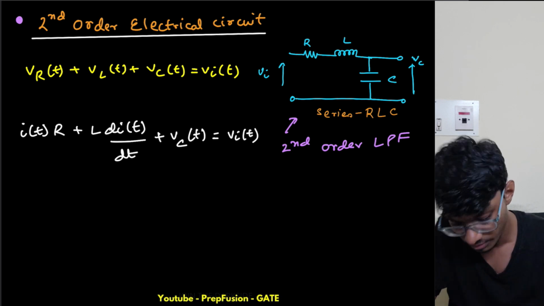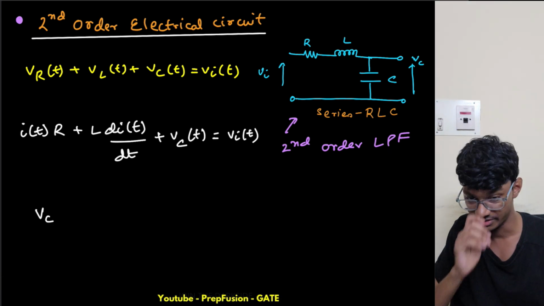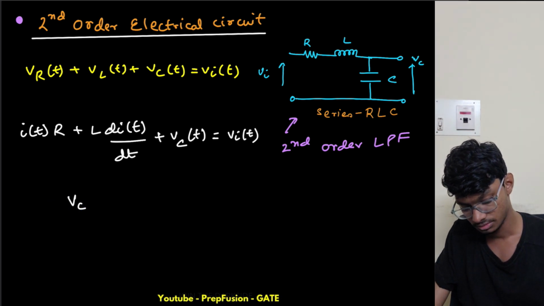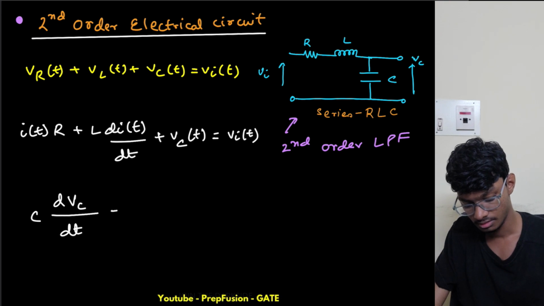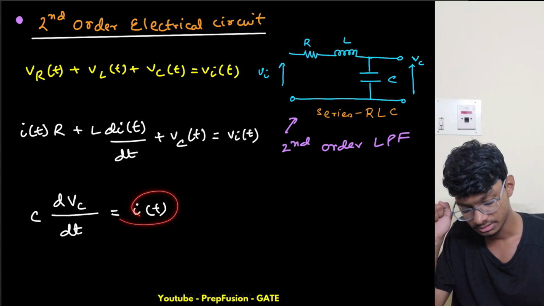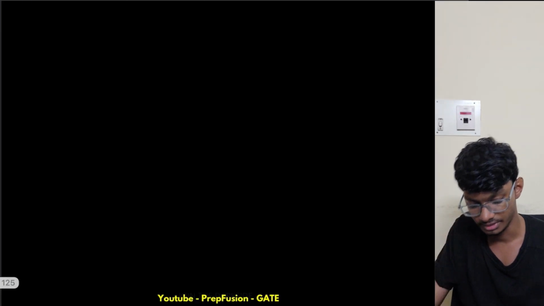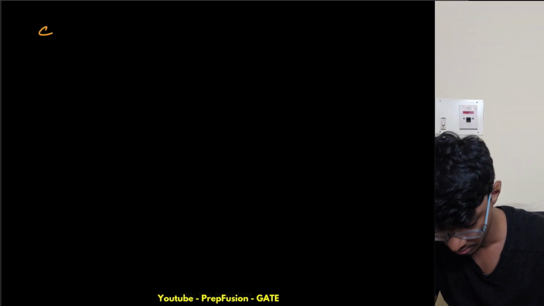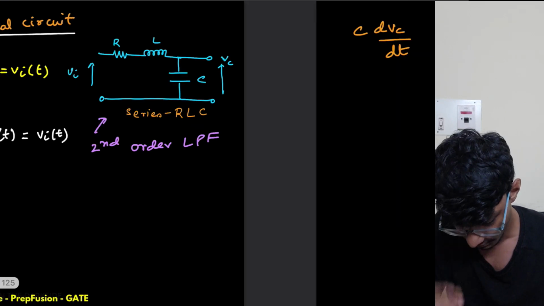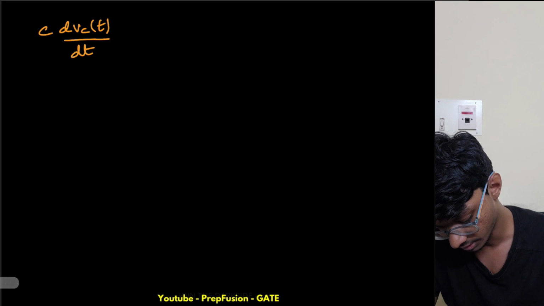So what is the relation for capacitor voltage and current? I wrote it earlier also: C dVc/dt equals IC of t. Basically IC is the same, only I. Okay, this is a relation. I will replace I with this one in all of them. So if I replace I here, this will simply be replaced with C dVc/dt, and we also have another R, so this is R also.